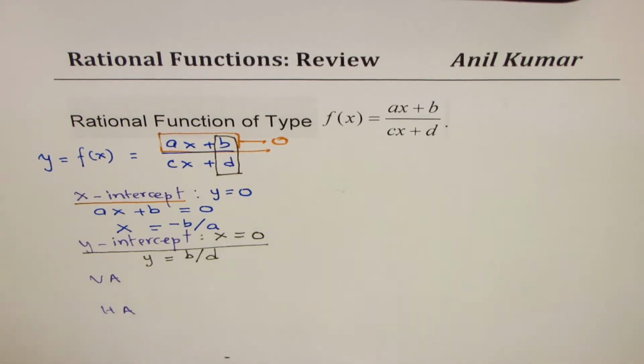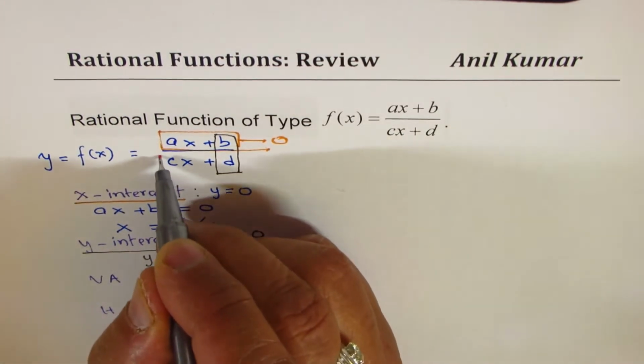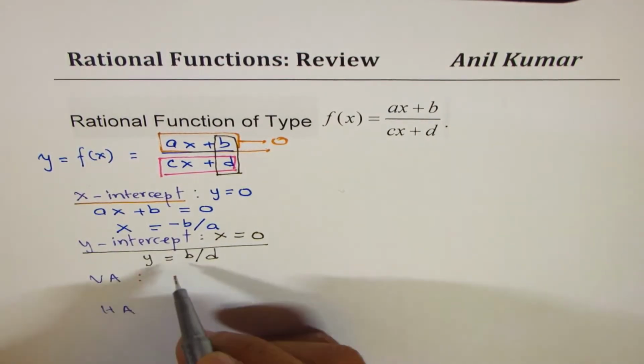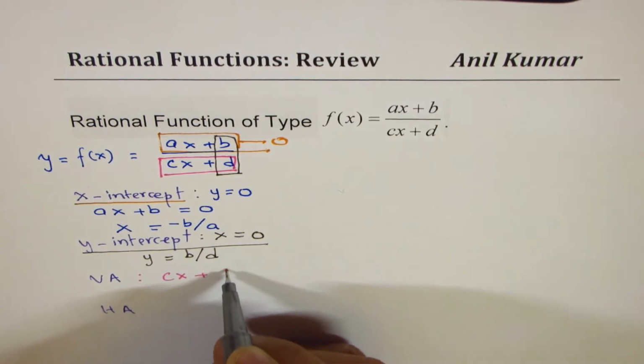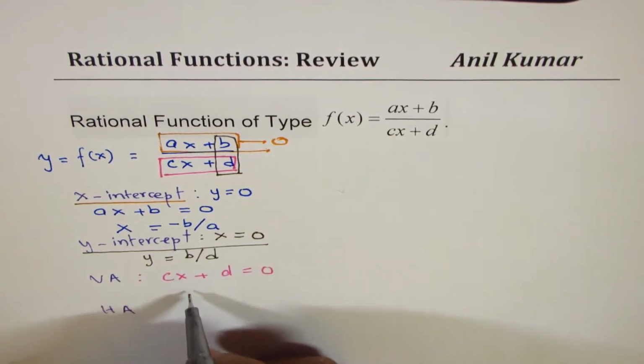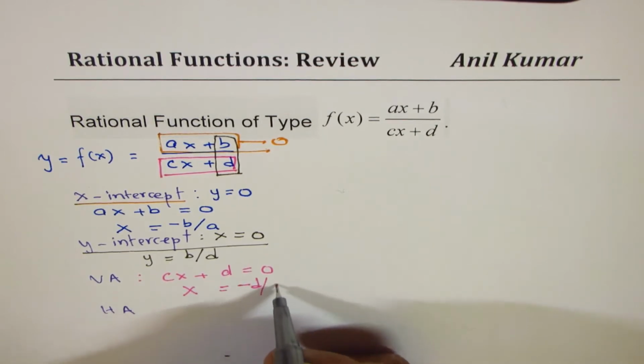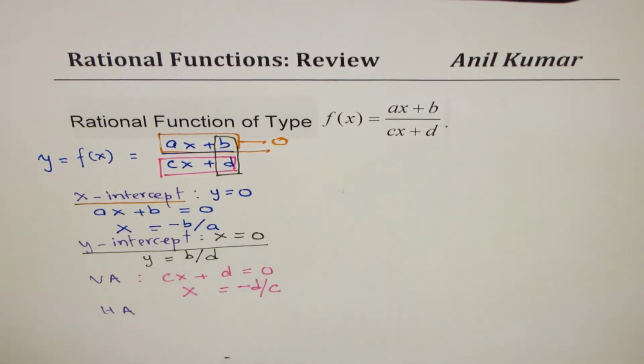How do we get the vertical asymptote? For vertical asymptote, we have to equate the denominator to 0, right? This portion. So for vertical asymptote, we write cx plus d equals 0. Solve for x: x is equal to minus d over c. Perfect. So that is how you get the vertical asymptote.